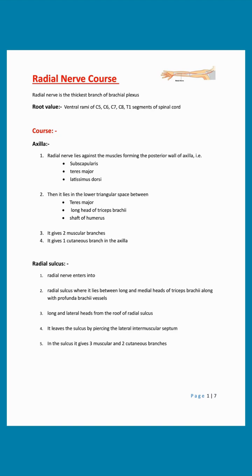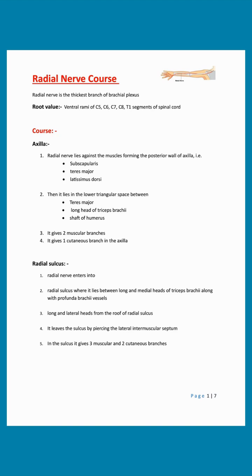teres major, latissimus dorsi. 2. Then it lies in the lower triangular space between teres major, long head of triceps brachii, and shaft of humerus. 3. It gives 2 muscular branches. 4. It gives 1 cutaneous branch in the axilla.